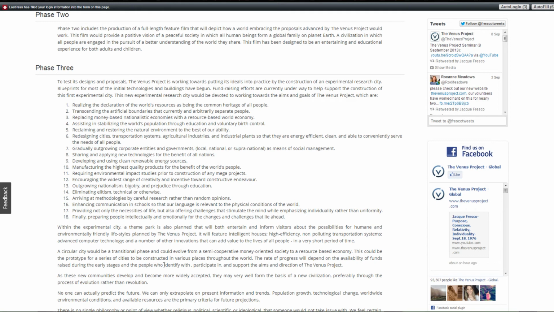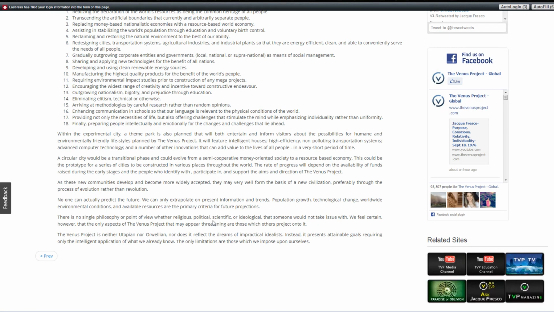And later on in the sentence it says, people who identify with, and then this comma just has an extra space in between it. With, comma, participate in, remove that comma, and support the aims and the direction of the Venus Project. Oh yeah, that's fine. So anyway, remove this space, wherever it is, and remove this comma. There, no, okay. So here, scientific, comma, or ideological. I would remove this comma, I guess, for consistency.